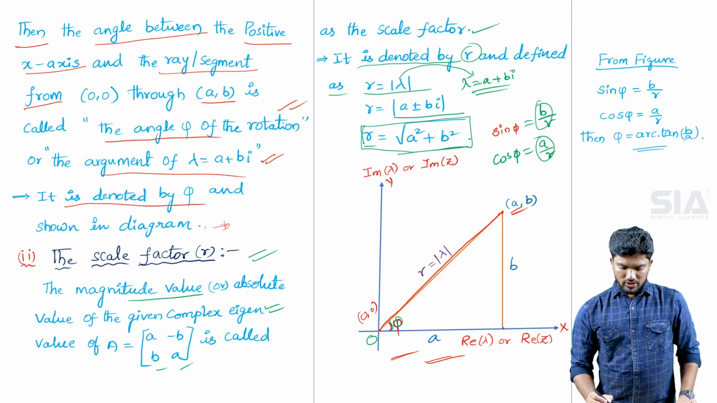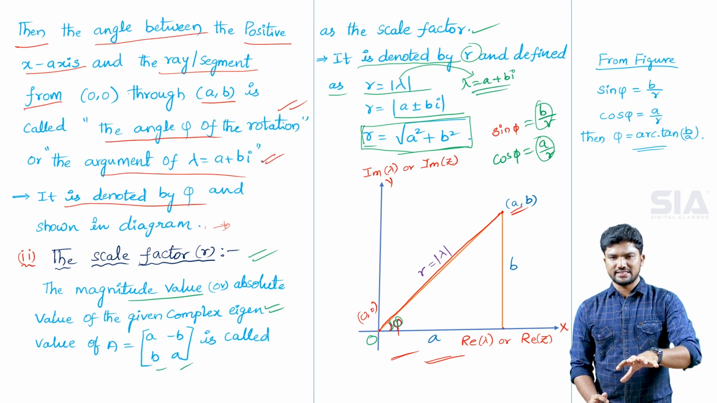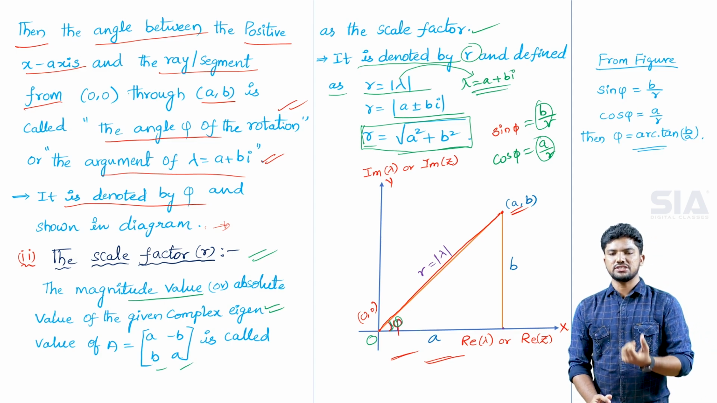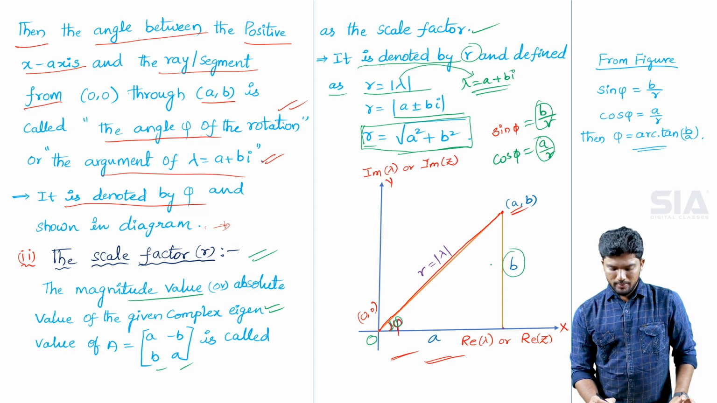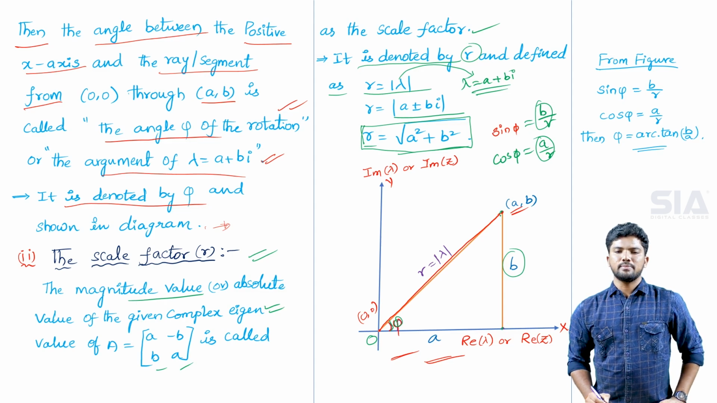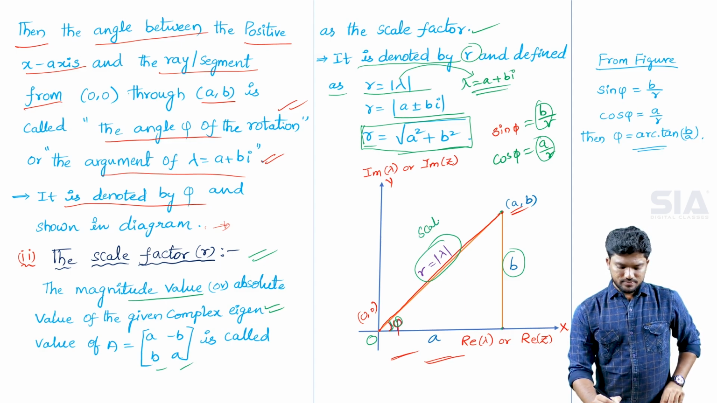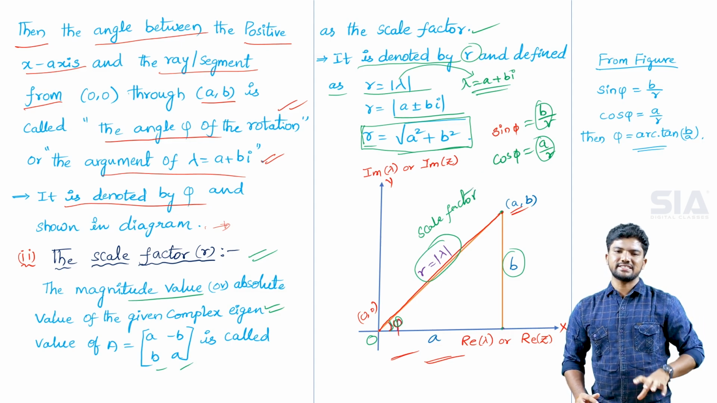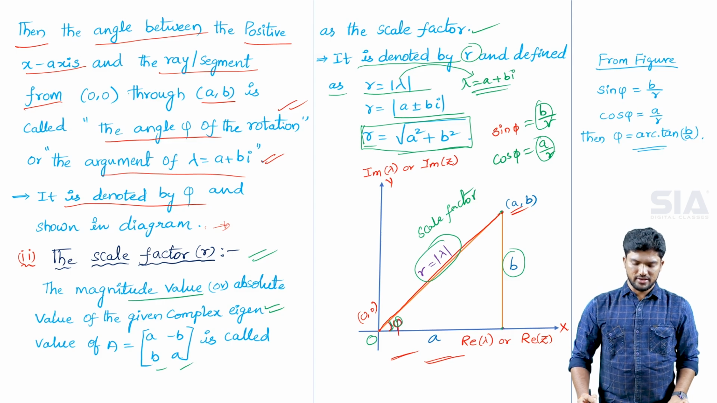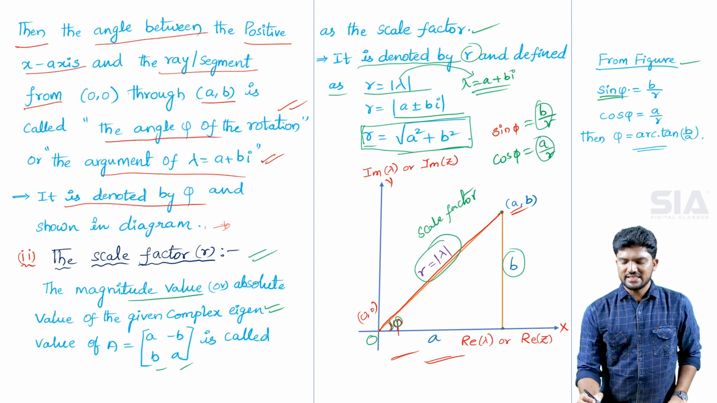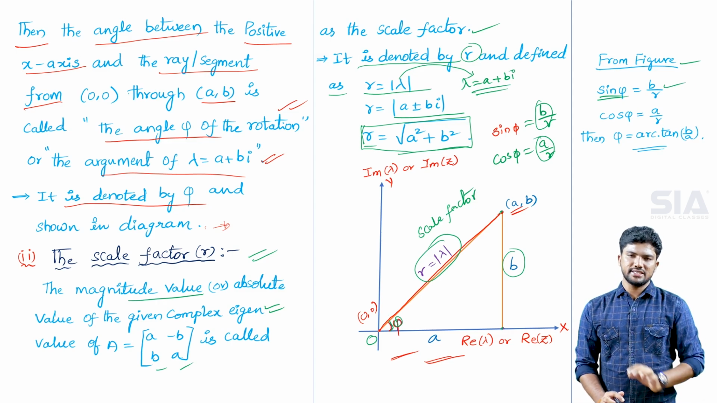So you can see the diagram clearly: the positive x-axis and the segment from the origin to the point a, b. Here small b indicates the height from the positive x-axis to the point a, b, and here small r is there. Small r is equal to mod lambda. That small r is called the scale factor. It is the length of the segment; the length of that segment we call the scale factor. From the figure we can write sin phi equal to b by r. Why? Because here theta is at the origin, that is phi.